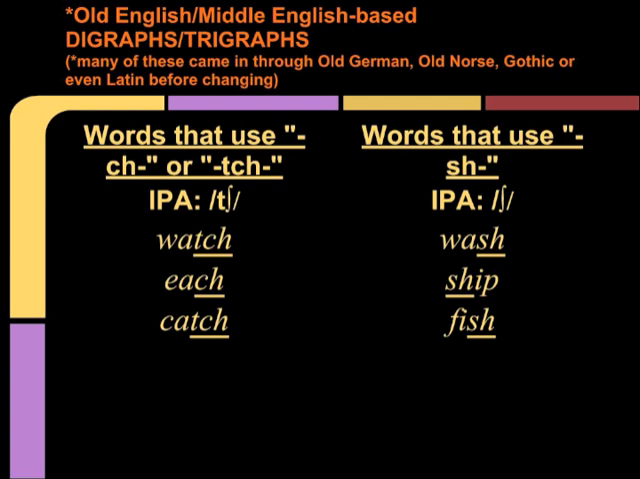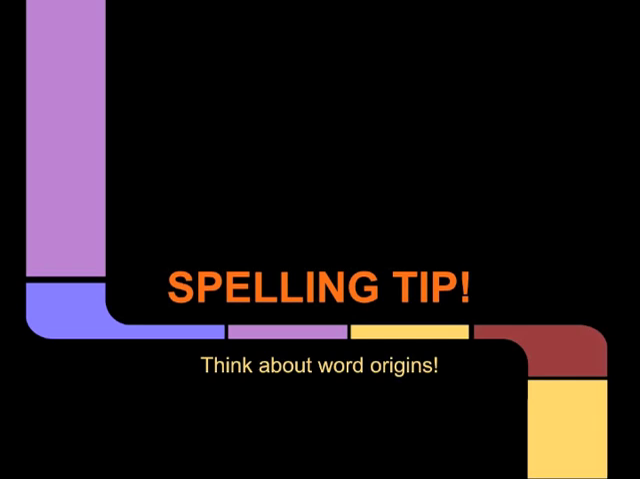Words that use sh, IPA, sh. Wash, ship, fish. Spelling tip: think about word origins.